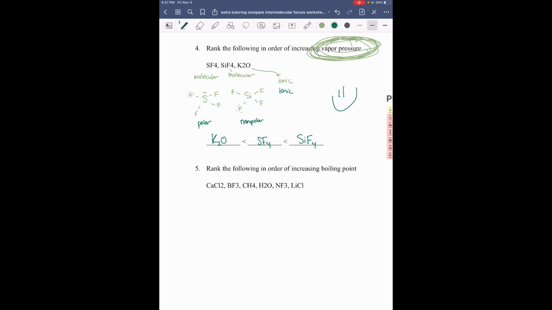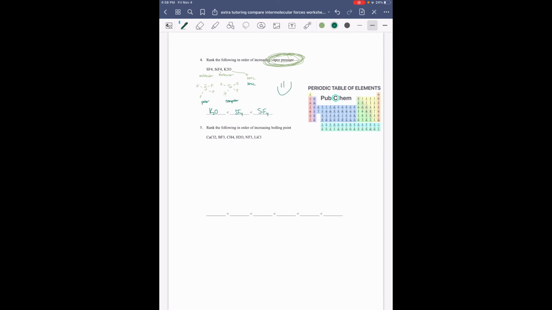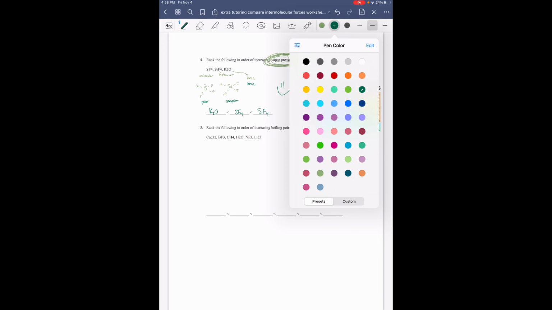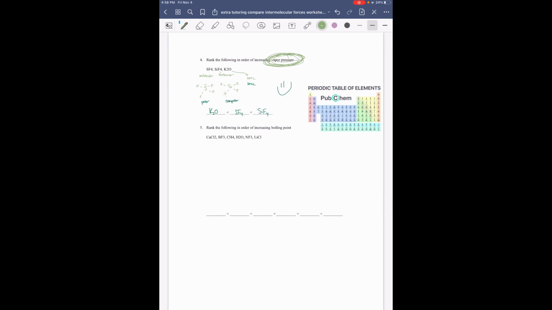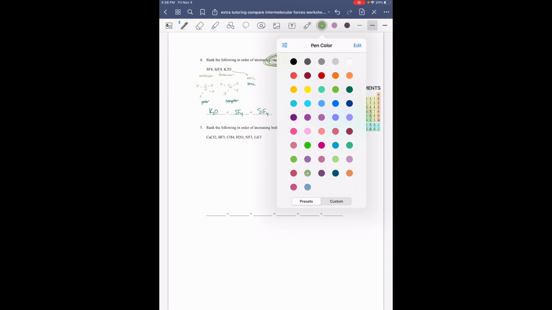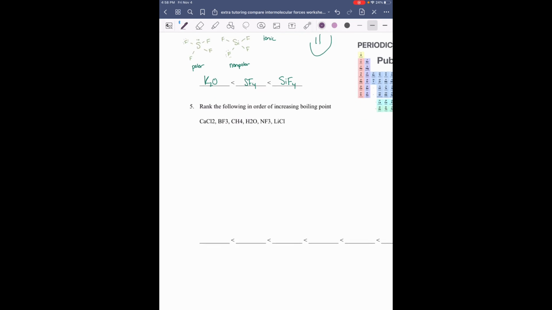Okay, there you have it. One more problem that we're going to do. What? I feel like I've done all the colors. I guess we'll do purple again. I like purple. Sorry.